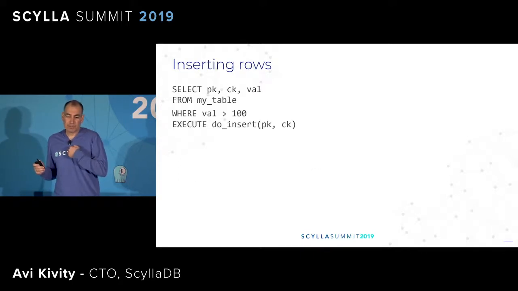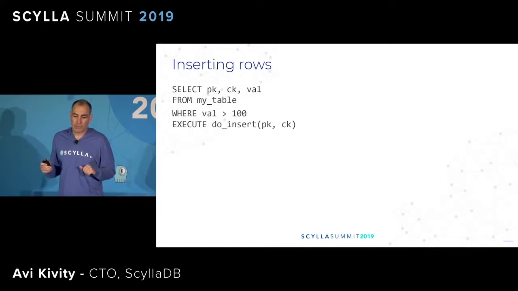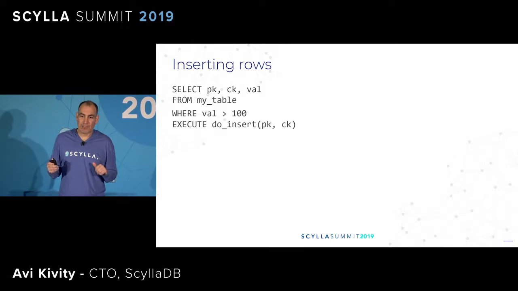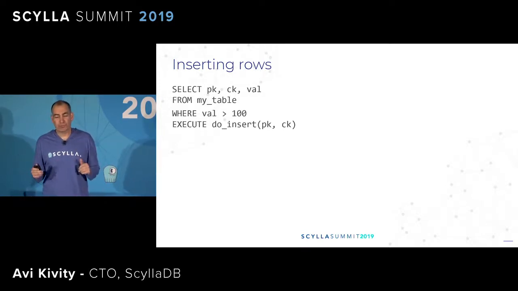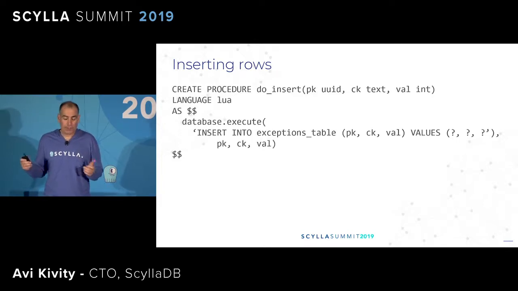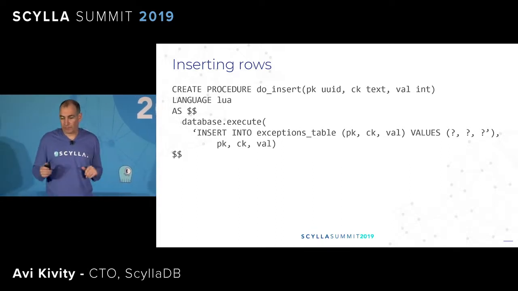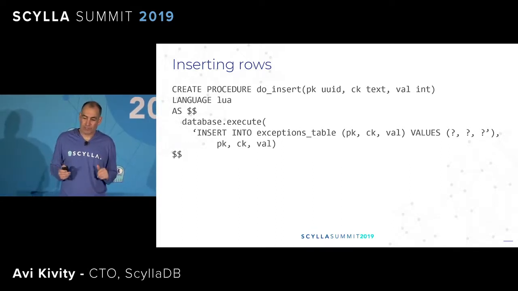Here's another example. We can execute a procedure called do insert, and we only do that if the value satisfies a certain condition. So we can select the values that exceed a certain threshold, and maybe we move them to a different table in order to be examined later. And here is how the procedure looks. This one is really simple. We simply call execute with the prepared statement and all of the data. So here the database did most of the work for us, and the procedure is really simple because we did most of the work in the where clause.